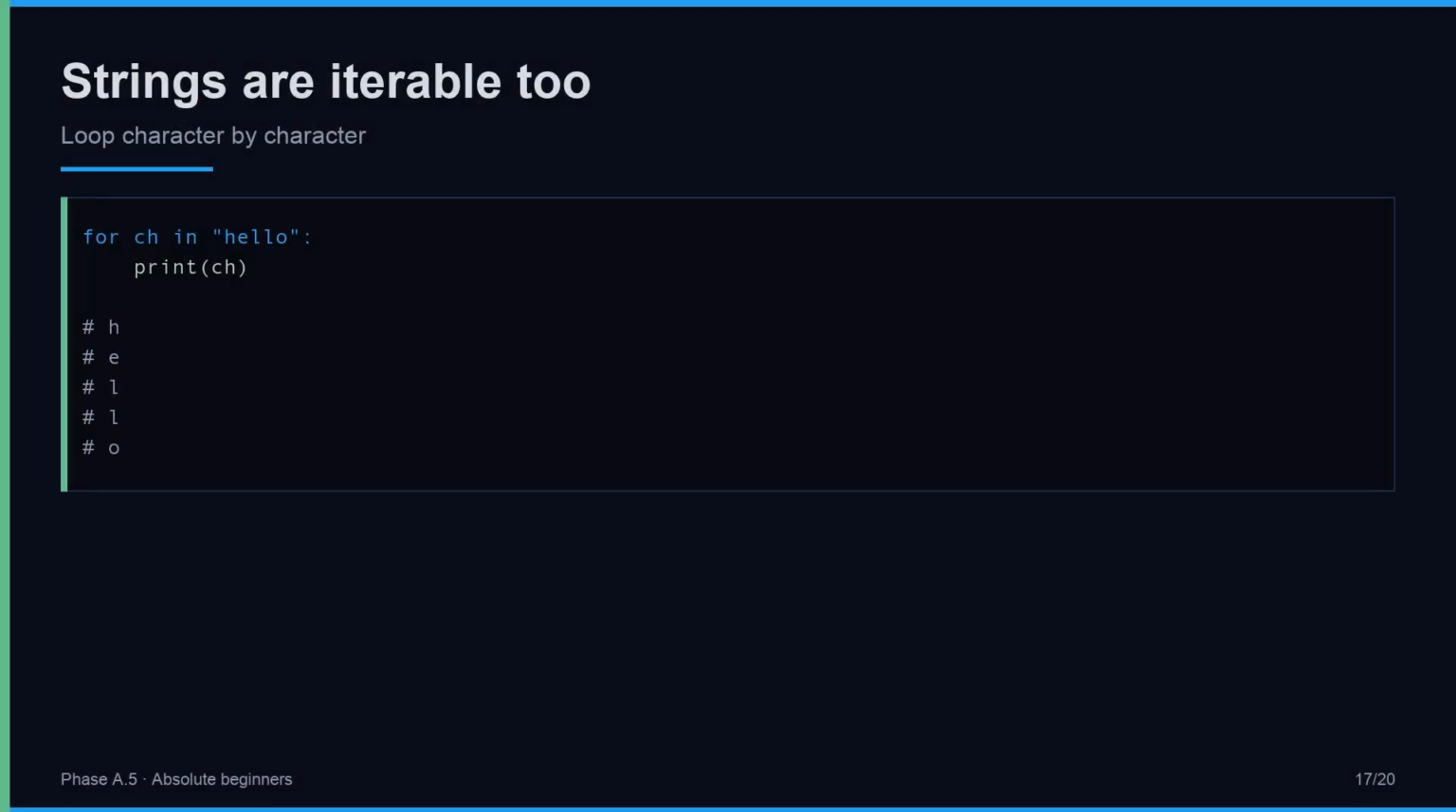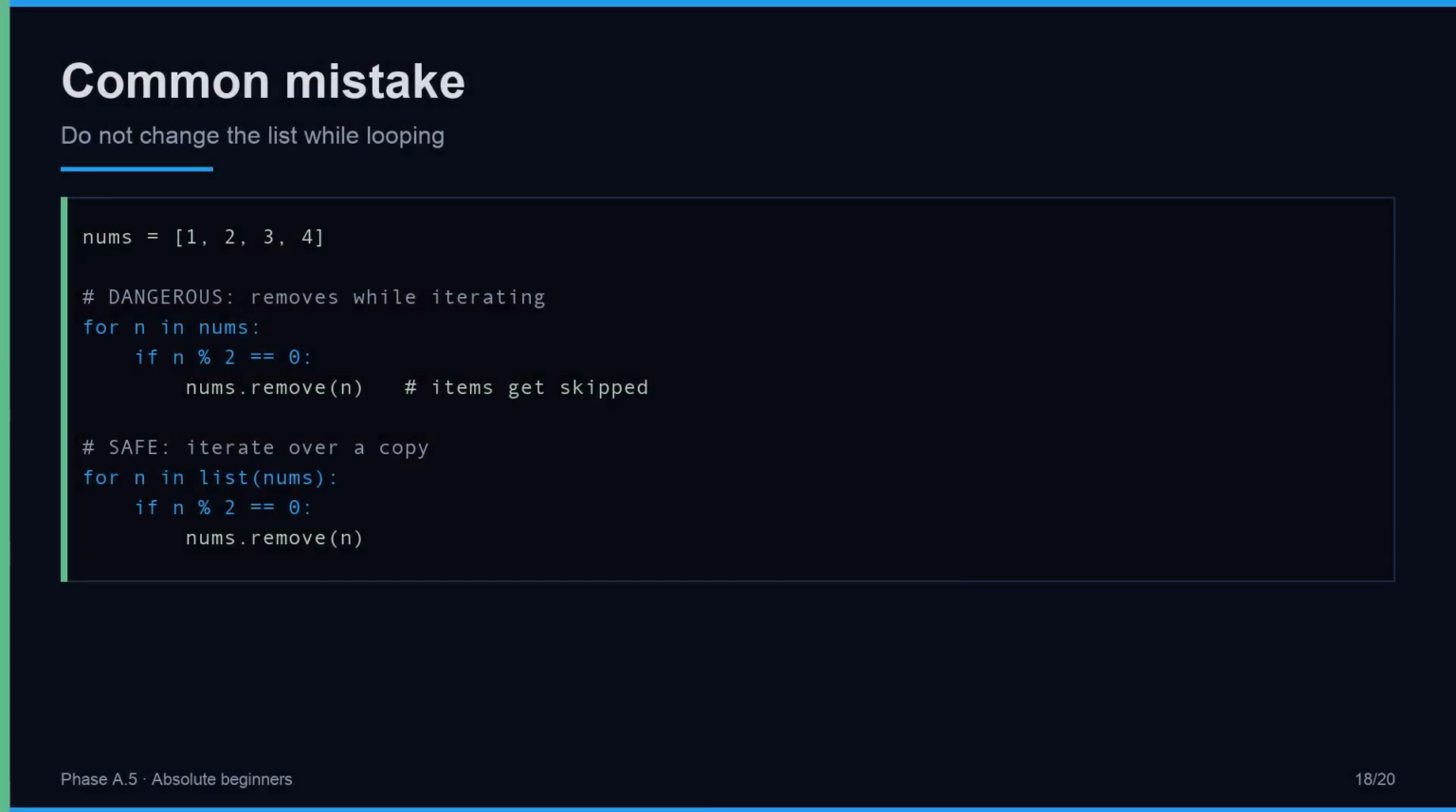A string is iterable too. That means you can loop over it character by character. For ch in "hello": print(ch). On the first pass ch is h, then e, then l, then l, then o. Python treats the string as a chain of characters and walks it the same way it walks a list. This is powerful. Count vowels, uppercase every letter, find a substring. Wherever you have a run of characters, the for loop works. The pattern you learned for lists applies to strings without modification. Strings walk too.